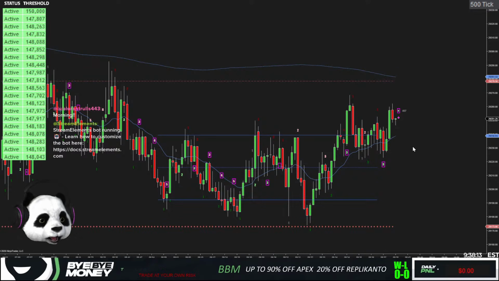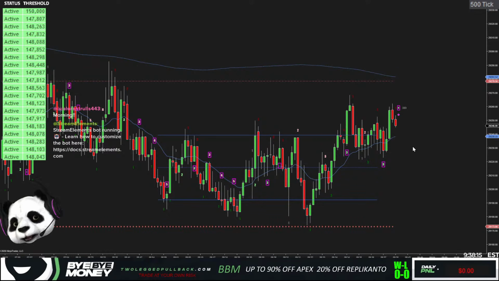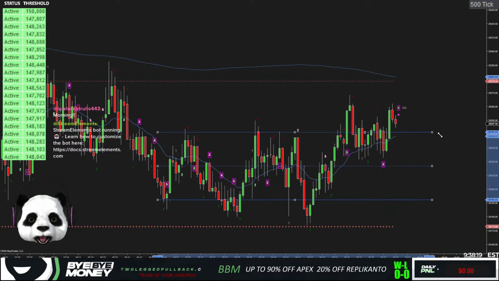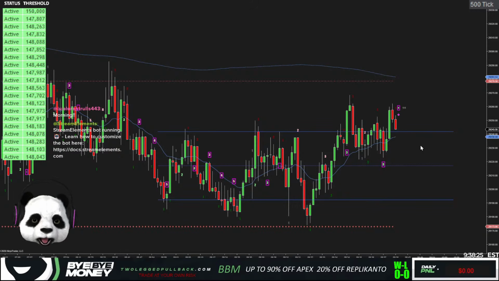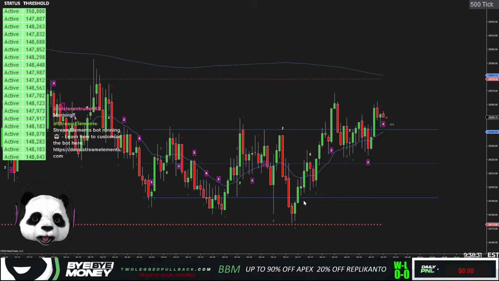Actually, what makes it difficult for the Apex accounts is the DLL. I wish they got rid of the DLL for the evals. The DLL makes it very difficult to actually pass in one trade at least. You can only go like 10 points against you. The DLL actually makes it very difficult to pass the evals for Apex. DLL is great for funded accounts, but for eval accounts, it's very difficult.